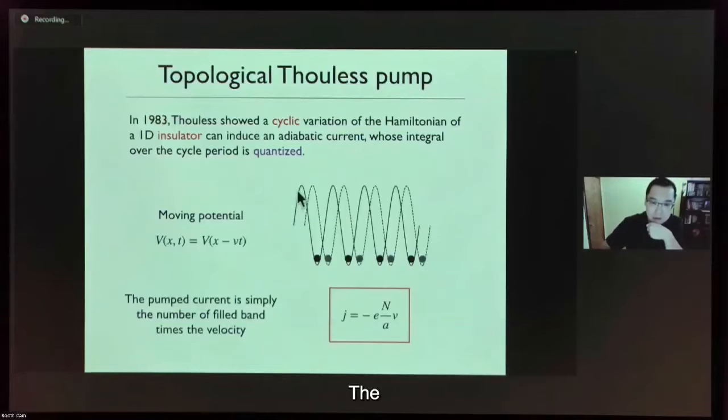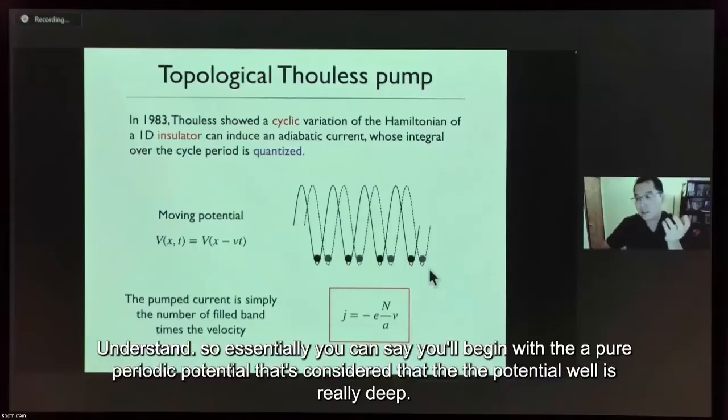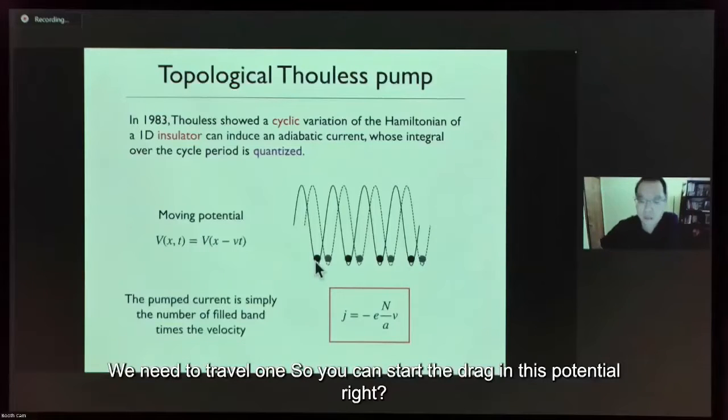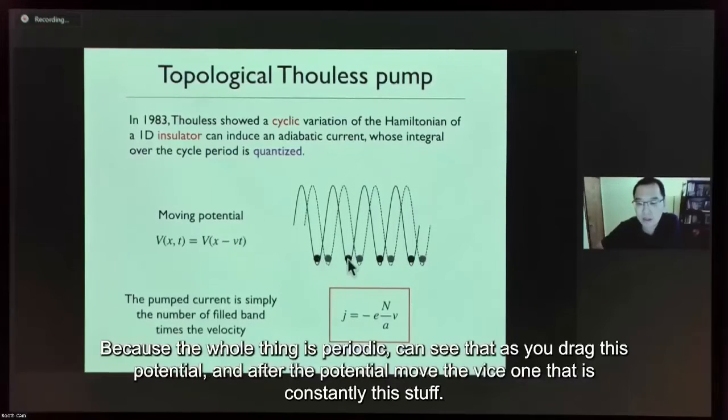Essentially, you begin with a periodic potential. Let's consider the limit that the potential well is really deep, so you can trap one electron per well. We're going to ignore the spin degree as well. Now you can start dragging this potential, because the whole thing is periodic. As you drag this potential, after the potential has moved by one lattice constant, the system returns to itself. So this qualifies as a cyclic variation of the Hamiltonian.